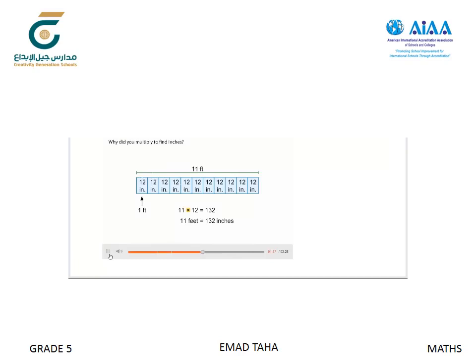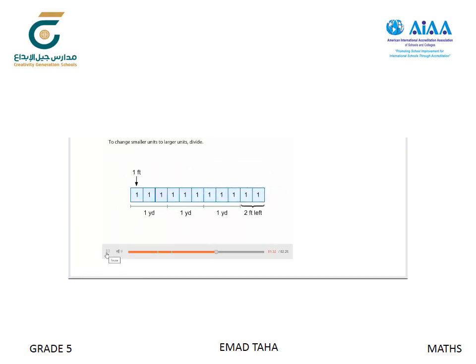Why did you multiply to find inches? You multiply to find inches because you are converting from larger units to smaller units. To change smaller units to larger units, divide. To convert 11 feet to yards, think 3 feet equals 1 yard, and then determine 11 divided by 3. What is the quotient? 11 divided by 3 equals 3 with remainder 2. What does the remainder represent?